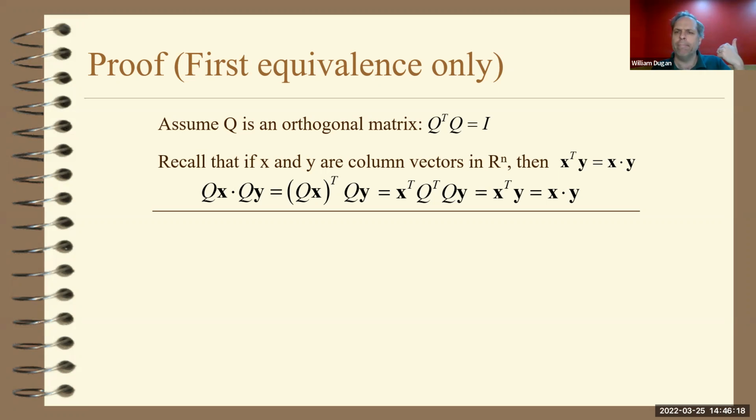Now we'll go the other way. Let's assume that their dot products don't change. So no matter what you give me, any X and Y, their dot products don't change. Okay, I have to prove to you now that Q has to be an orthogonal matrix.